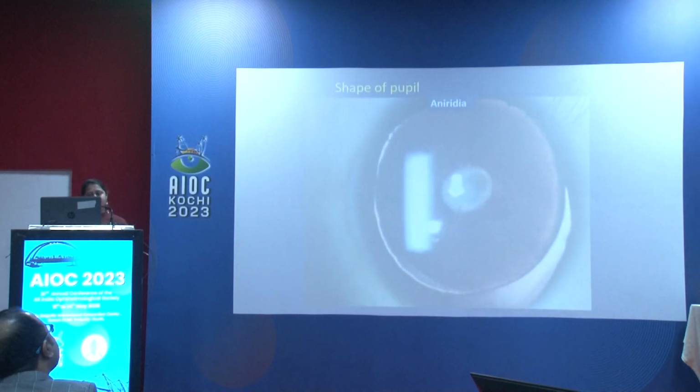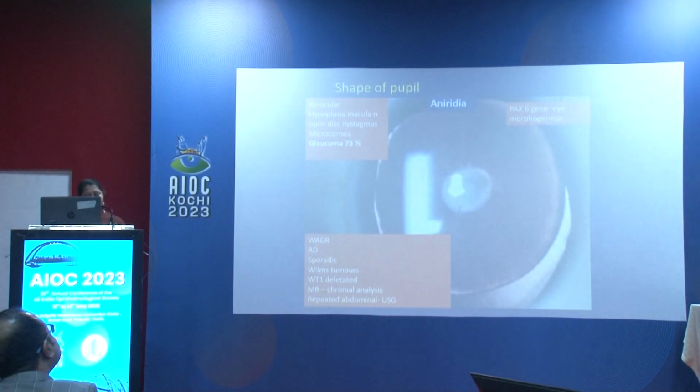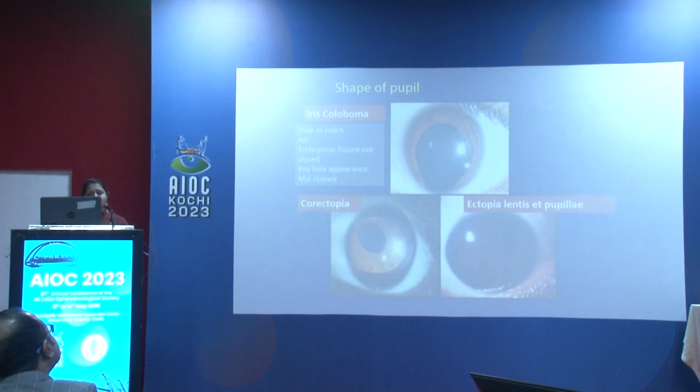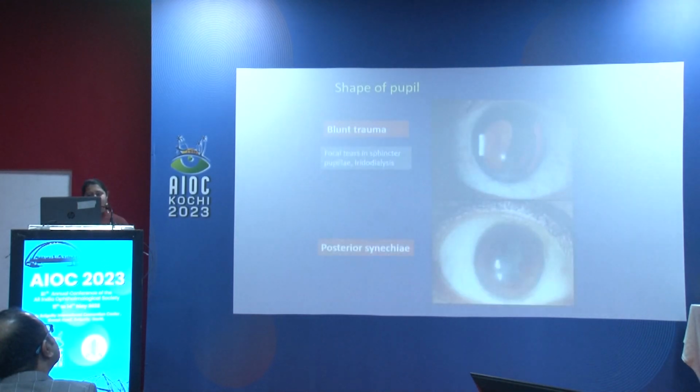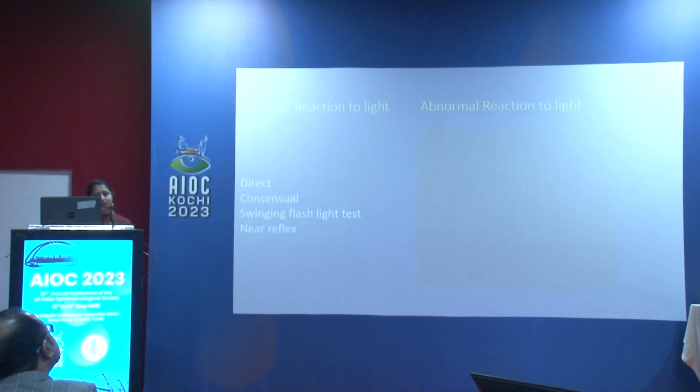state of high anxiety. Shape: there can be congenital aniridia, that is PAX6 gene involvement, also associated with WAGR syndrome. Shape can be abnormal in iris coloboma, corectopia, ectopia lentis et pupillae. Abnormal shape can be because of sphincter tear or iridodialysis in blunt trauma, or there can be posterior synechia.